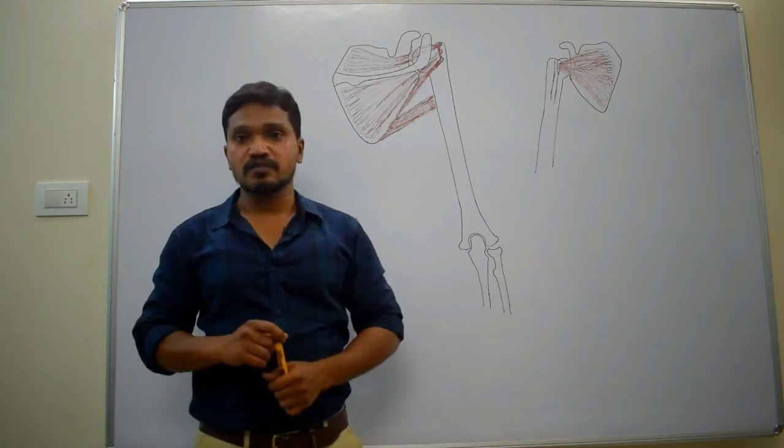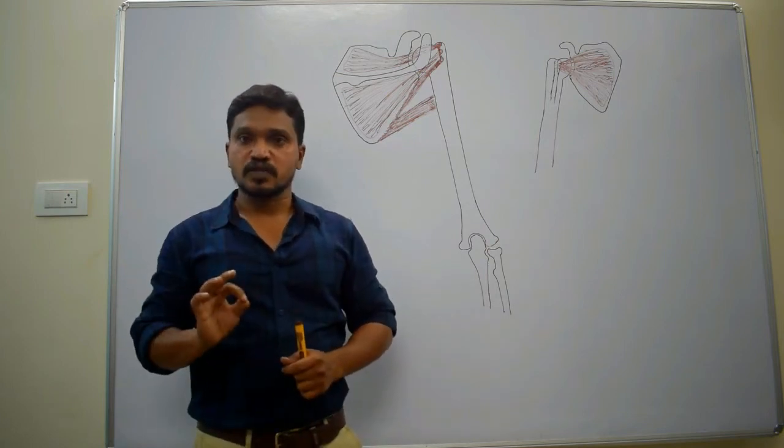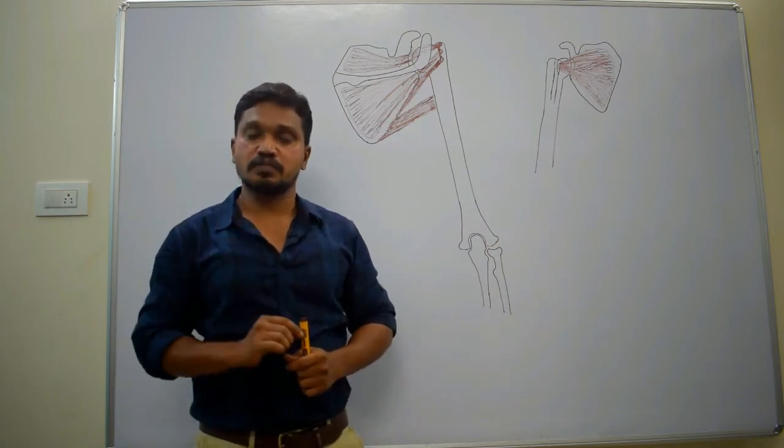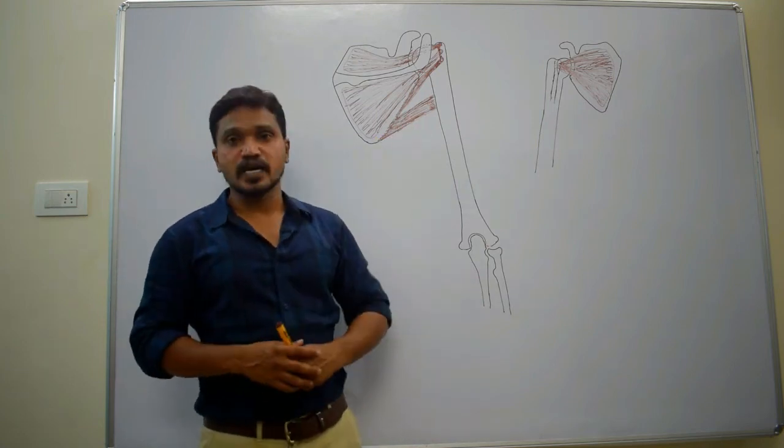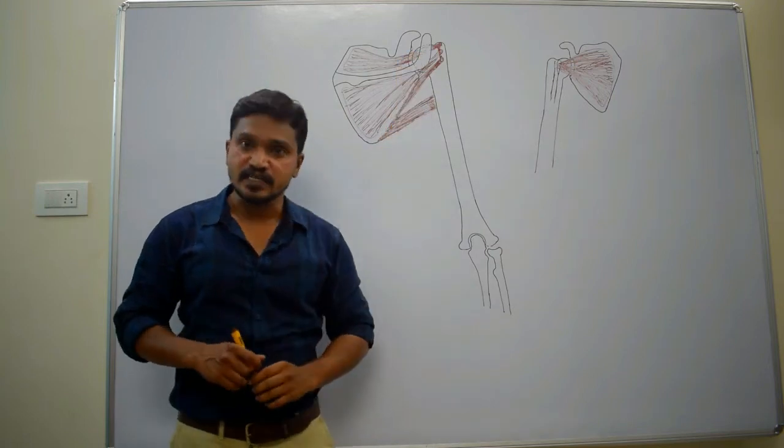Then, what is the nerve supply of it? Suprascapular nerve. Of course, it is a branch from the upper trunk of the brachial plexus at the level of Erb's point. Then we can say one more applied aspect, supraspinatus tendinitis.